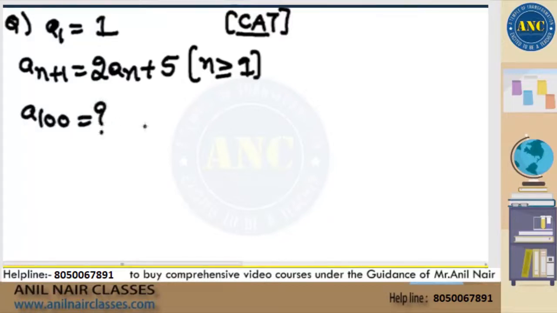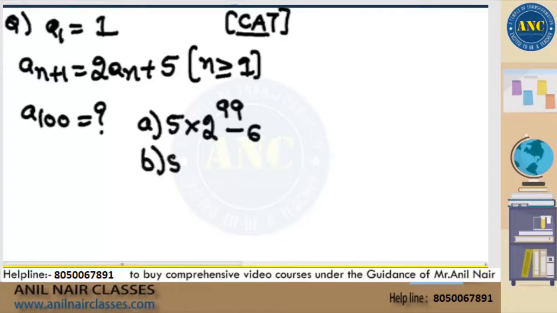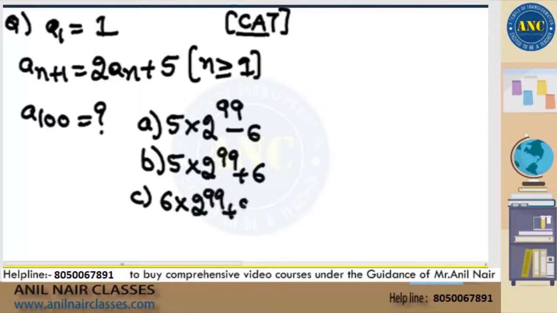A100 equals? The options will be: first, 5 into 2 power 99 minus 6. Second one, 5 into 2 power 99 plus 6. Third one, 6 into 2 power 99 plus 5. Fourth one, 6 into 2 power 99 minus 5.